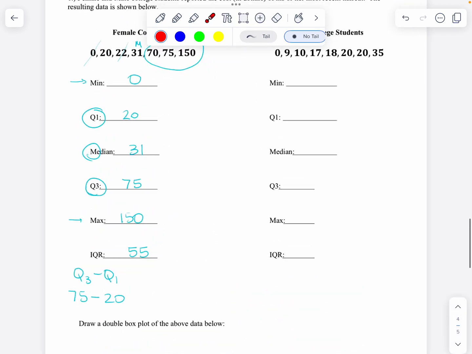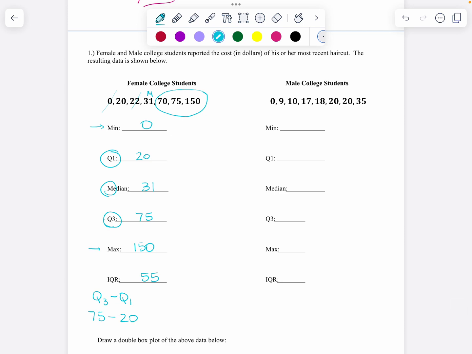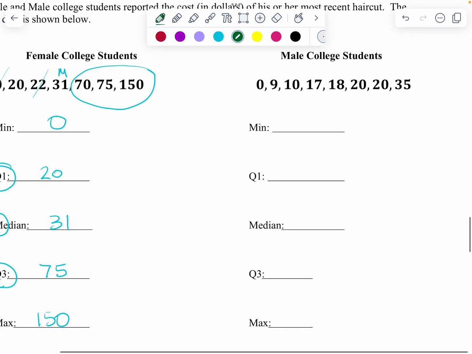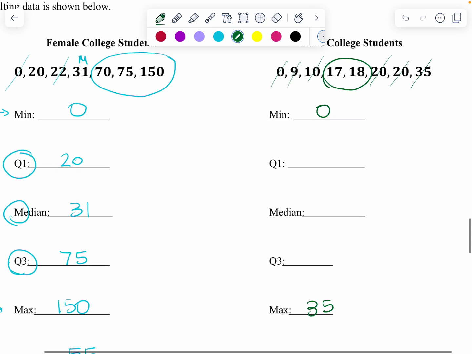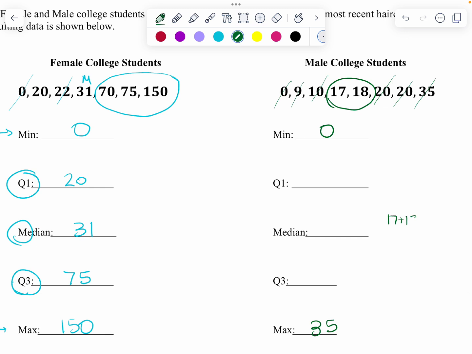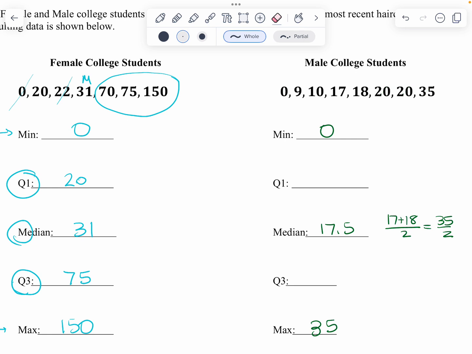So now let's do this again, but I'll do this in a different color. Maybe make it, I don't know, green. All right, our minimum is 0. Our maximum is 35. Our median, there's not one there, and that's okay. The median is the middle of those two numbers, so obviously that's 17.5. But if you get two numbers that are not really obvious, you're just going to take those two numbers and add them together and divide by 2. So 17 plus 18 is 35. Cut that in half and you get 17.5, which is our median.